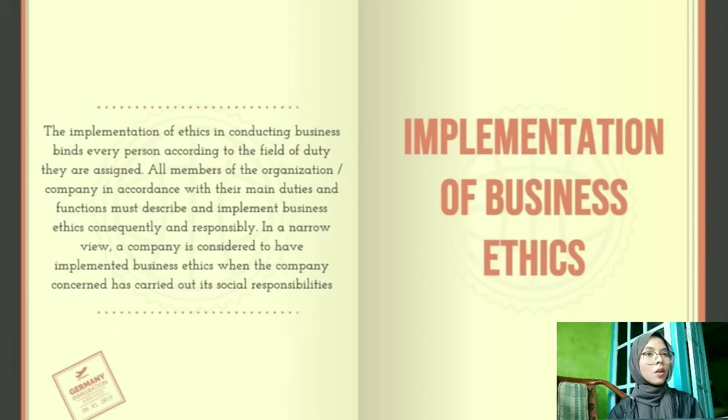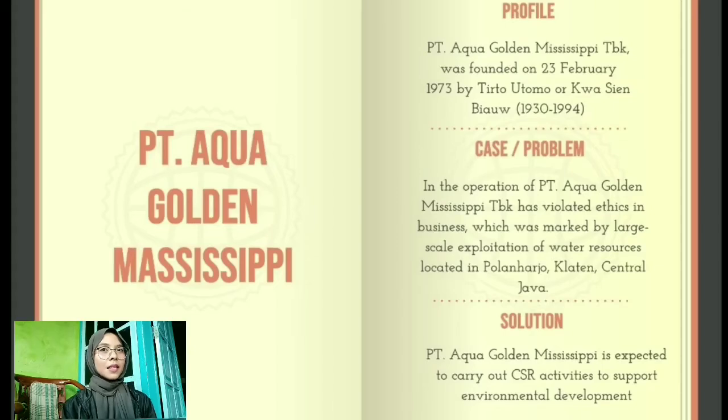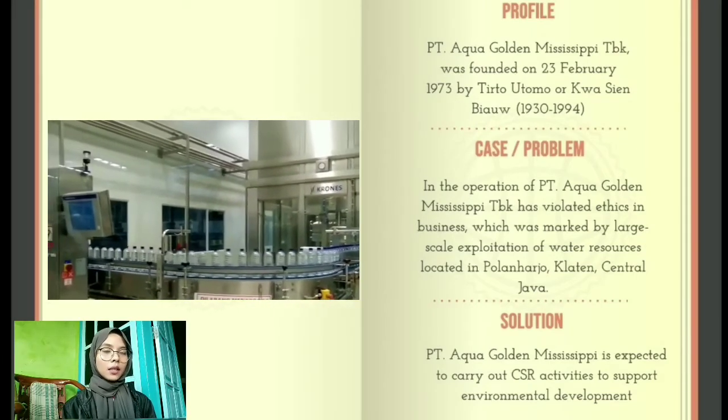In a narrow view, a company is considered to have implemented business ethics when the company concerned has carried out its social responsibilities. Next, the business ethics case study in PT Aqua Golden Mississippi Tbk. The first, profile of PT Aqua Golden.